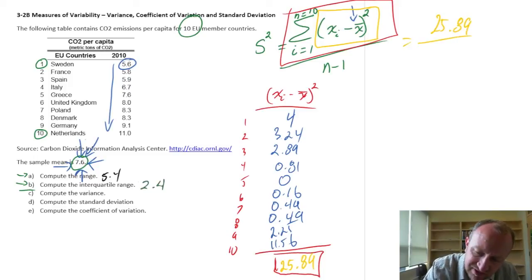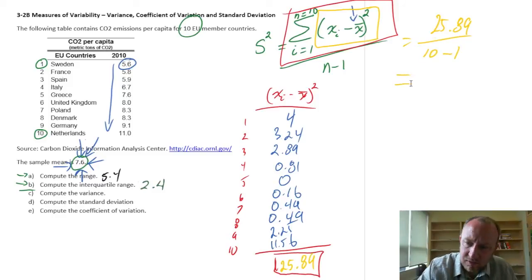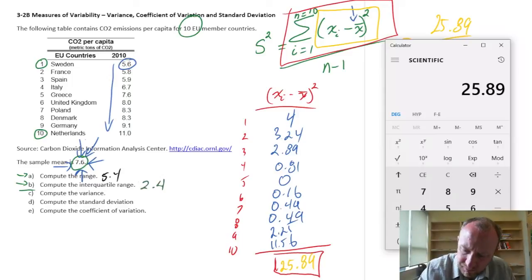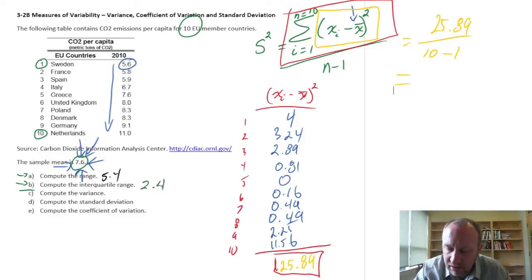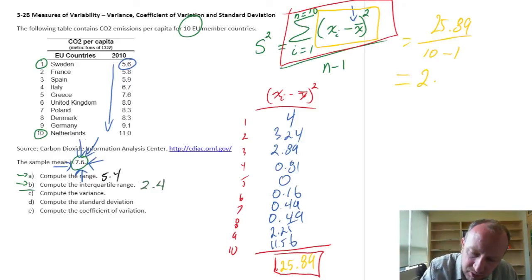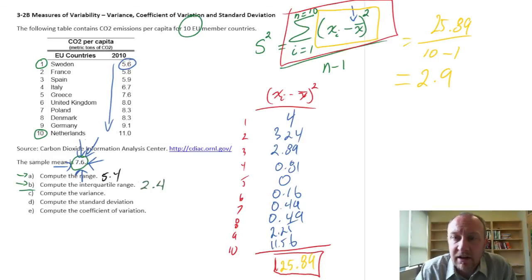2589, divided by n minus 1, that's 10 minus 1. And so, last step, divide by 9, let's call it 2.9. Let's keep it simple here, 2.9. So finally, there's our variance. So, what is this good for? Well, on its own, not a lot.